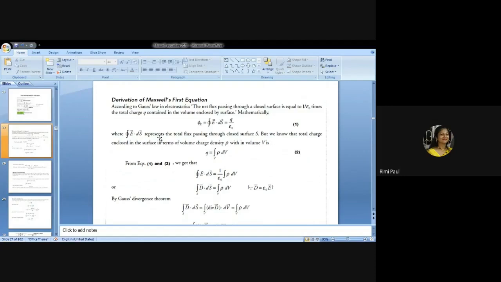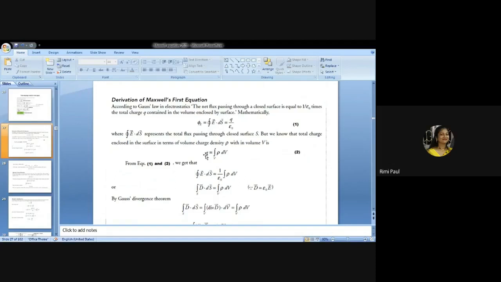But we know that the total charge enclosed by this surface, in terms of volume charge density rho, we can write Q is equal to the volume integral of rho dV. So we can write that phi E is equal to the closed surface integral E dot ds bar, which is equal to Q by epsilon naught, where Q in terms of volume integral is rho dV. So we can write the volume integral rho dV.